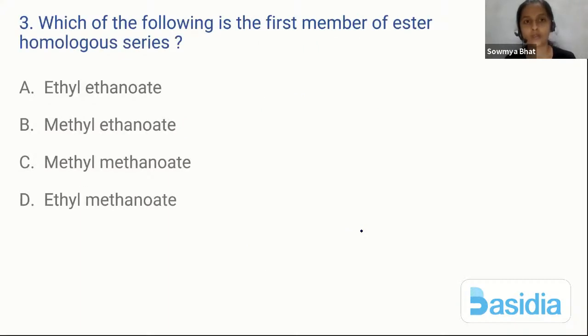Which of the following is the first member of the ester homologous series? So what exactly is an ester? Ester is represented as RCOOR, where R are the alkyl groups. And homologous series is the one which has a single general formula, which can be represented using a single general formula. So I can replace this R by the alkyl group.